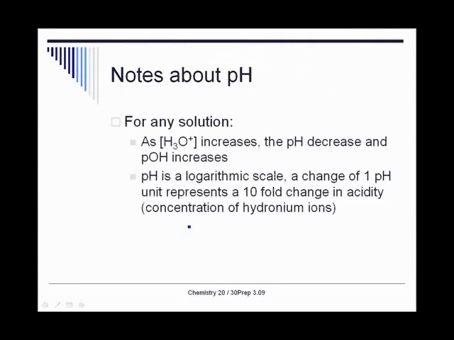So for any solution, as the concentration of hydronium ions increases, the pH decreases, it gets lower. Sorry, we'll try this again. Strongly acidic compounds have low pH, and the pOH increases. The pH scale is logarithmic, and a change of 1 pH unit represents a 10-fold change in acidity.